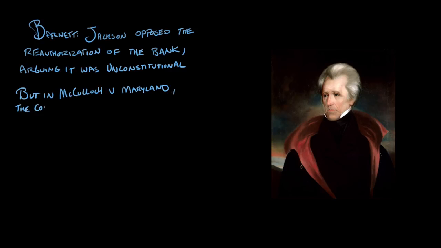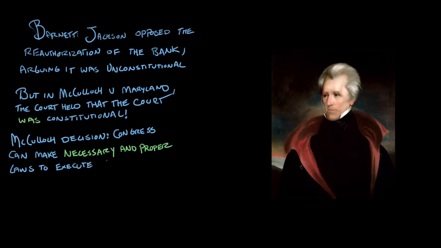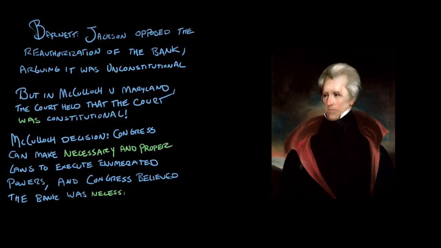If McCulloch versus Maryland said the bank was constitutional, how could President Jackson say that it was unconstitutional? Well, it was interesting because what McCulloch said was that the bank was constitutional as an exercise of Congress's power to make laws that are necessary and proper, that Congress believed was necessary and proper. And because Congress believed it was necessary, and because the measure was plainly adapted to a legitimate end in the Constitution, then it was constitutional.